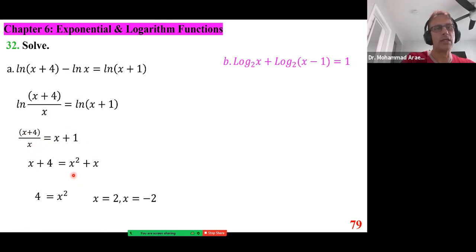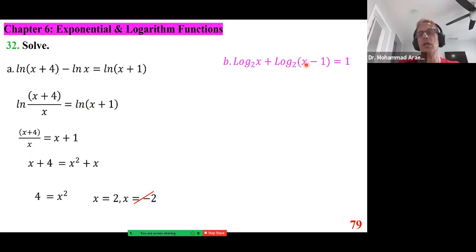However, let's go back here. If I put the negative 2 here, I'm fine because I get positive 2. But over here, it's not. None of the arguments can be 0 or negative. Remember, they all must be positive. So this is out. So go back to the original one and check it out.